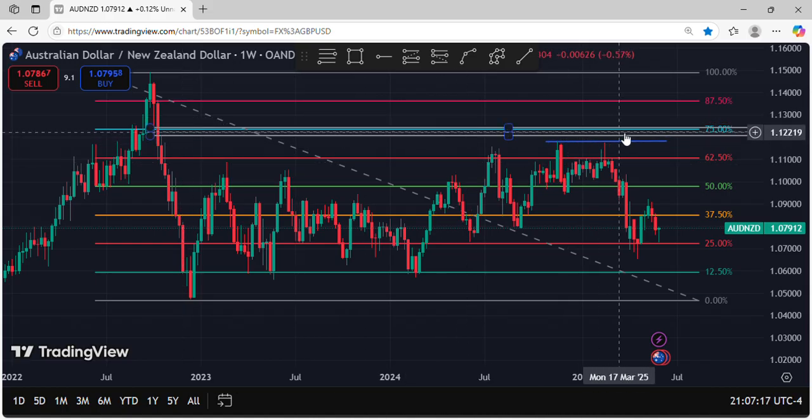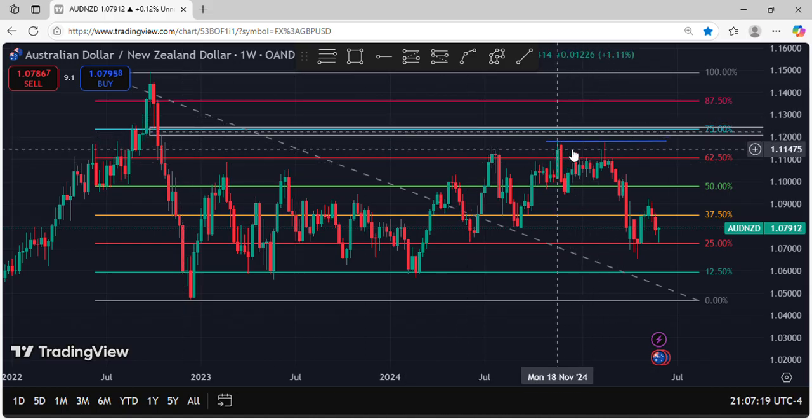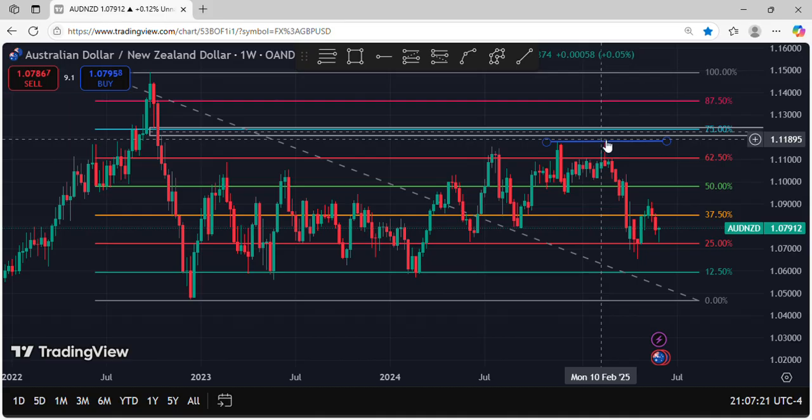But look at what's close to that gap. What is this? Equal highs, where lots and lots of liquidity sits, and that is where the market makers would be looking to target. Right now, look at what price has done just here.